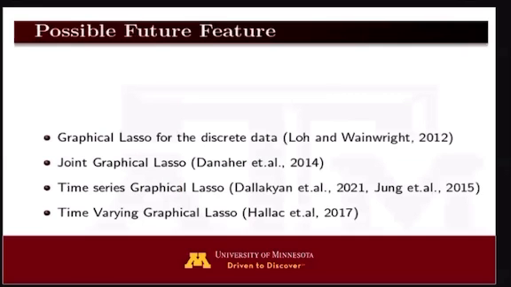Now these are possible future topics. There are so many topics when it comes to graphical lasso. The one I've presented in this class is the graphical lasso for continuous variables, and that is why we assume a Gaussian distribution. Does that make sense? We also have a graphical lasso for discrete data. We're not doing that in this class, and that was developed by Loh and Wainwright in 2012. Then we also have a joint graphical lasso, a time series graphical lasso, and a time-varying graphical lasso. So graphical lasso has a lot of variants, but the one we focus on in this class is when the random variable is continuous.